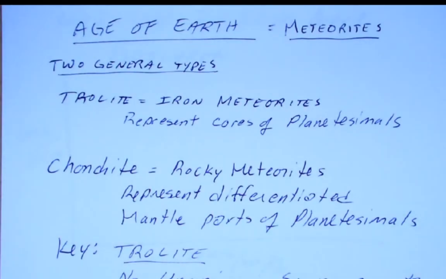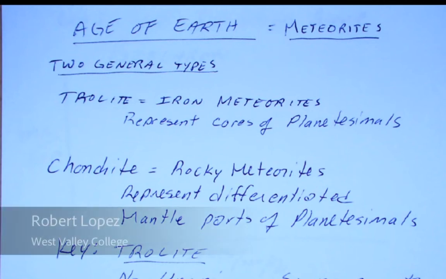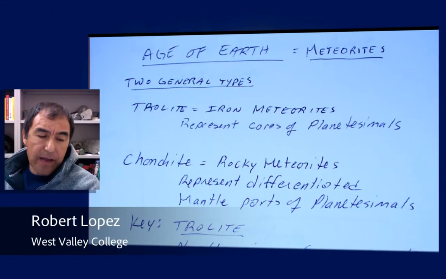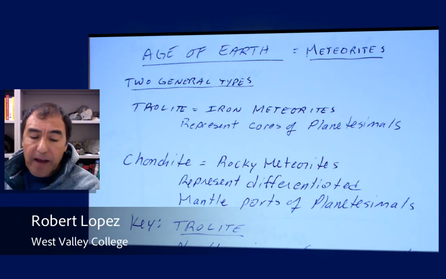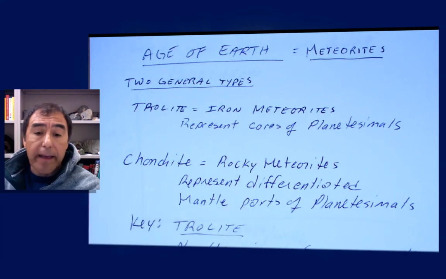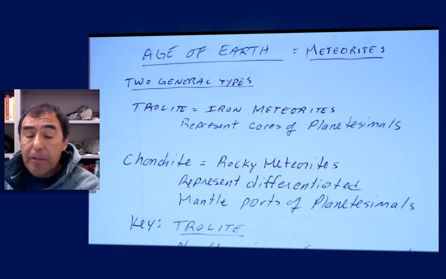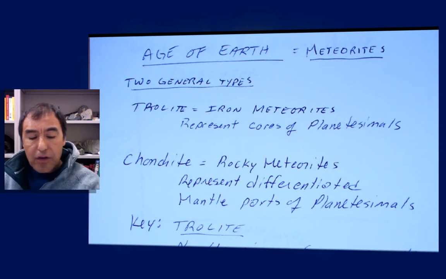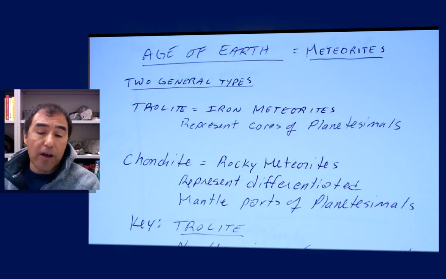Right, now I want to talk about how we get the age of Earth. Your book says the age of Earth is 4.57 billion years old, and we get that by looking at meteorites. Remember, the early planet was so hot, with so much heat flow, that we couldn't form rocks. In fact, some of the oldest rocks we can date today are about 4 billion years old.